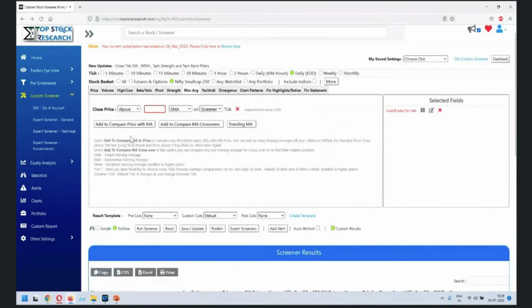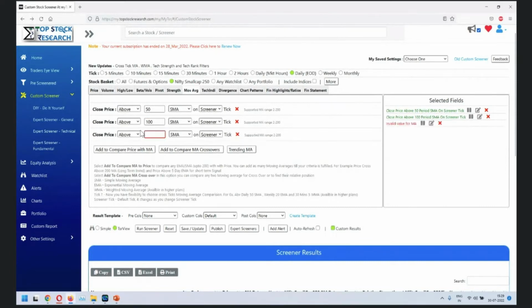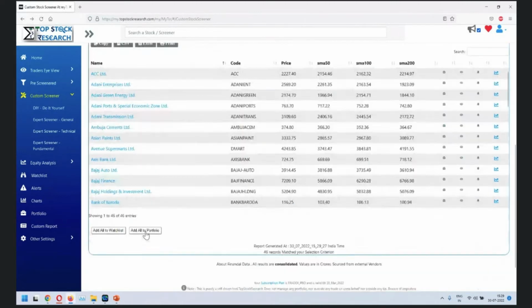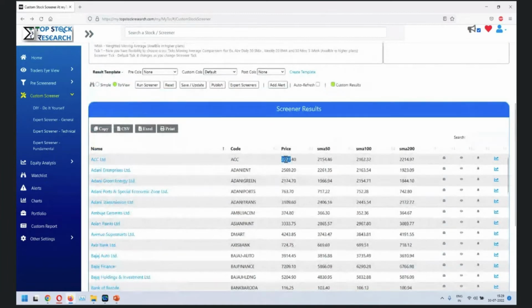What we are trying to do is compare simple moving averages where the price is above the 50 moving average, and it's above 100, and it's above 200. Run the screener, and you'll find that these are the stocks which are above all three moving averages. So price is above 50, right? Now, one of the things that differentiates us from a lot of other products is that whatever filter you choose, the values automatically come here, so that you don't have to go back and look at another set of values.